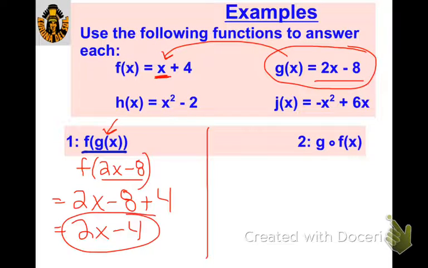All right, next one. This one says g circle f of x, so I usually take the time to rewrite it. So I'll say g of f of x. I like that a little bit better. So just whatever is to the right of the circle just goes on the inside. Okay, so now I'm going to replace the f of x.